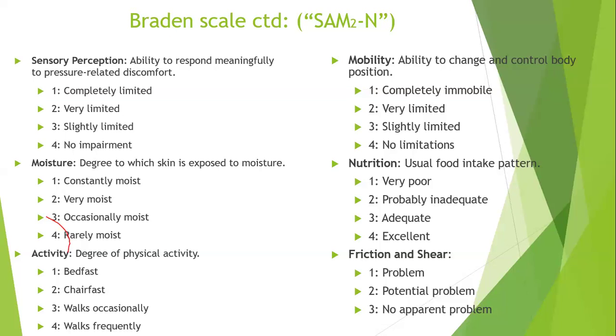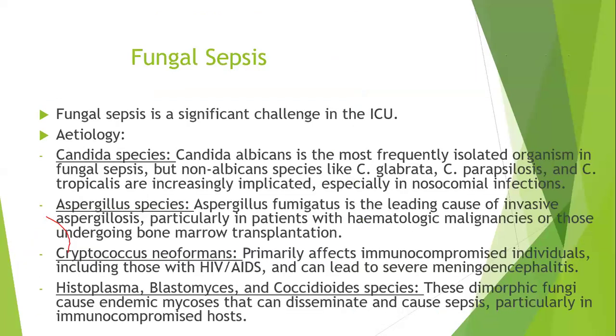You want to check for the degree to which the skin is exposed to moisture. If the skin is constantly moist, it's 1. If the skin is occasionally moist, you give 3. If the skin is rarely moist, you give 4. You want to look at the degree of physical activity of the patient. Is the patient bedfast? Can you move your patient from the bed to the chair once in a while? Does this patient walk occasionally? These are things that you can look at. I'm sure once you have the slide, you'll be able to go through it again.